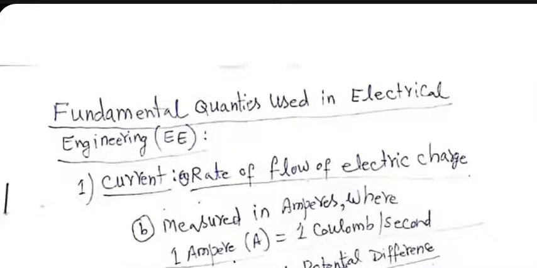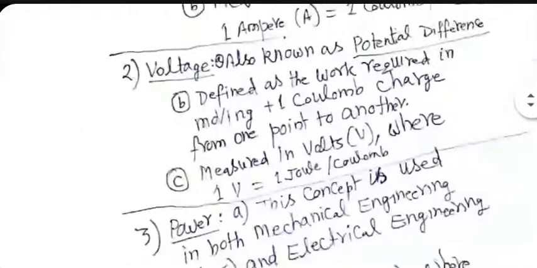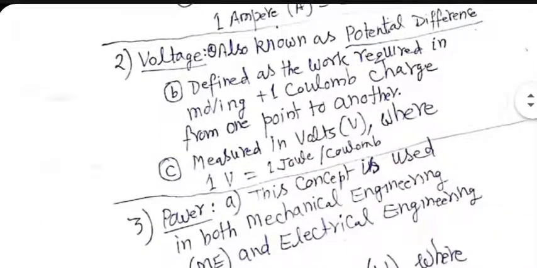Current, rate of flow of electric charge. I don't have to explain this to you again and again. It's coulombs per second, which is an ampere. Okay, fair enough. Voltage, amount of work required to carry 1 coulomb charge from one point to another. You call it potential difference or voltage. So it's joule per coulomb. That's 1 volt. Power is measured in watts or joules per second.